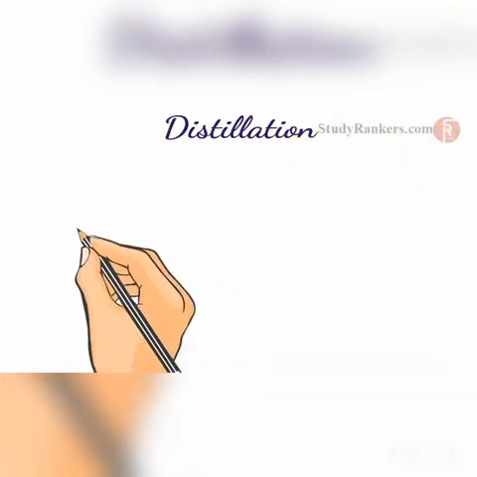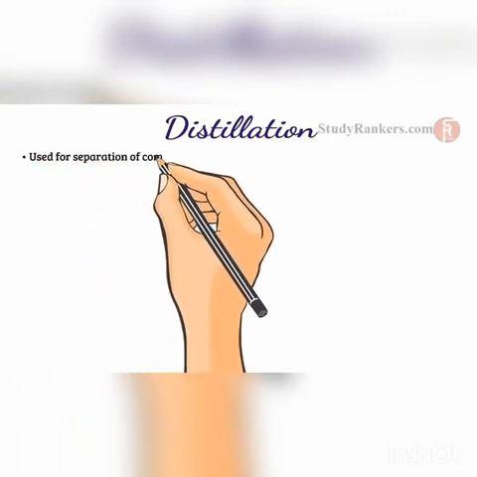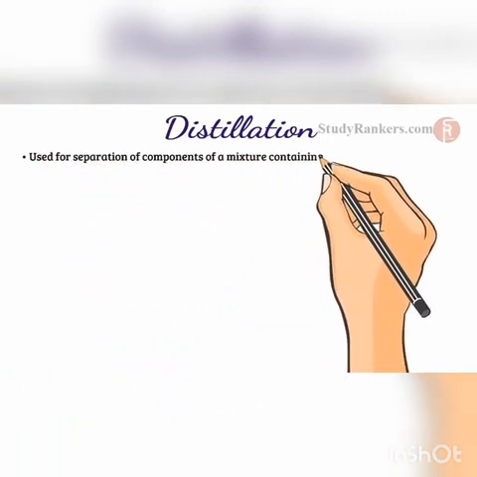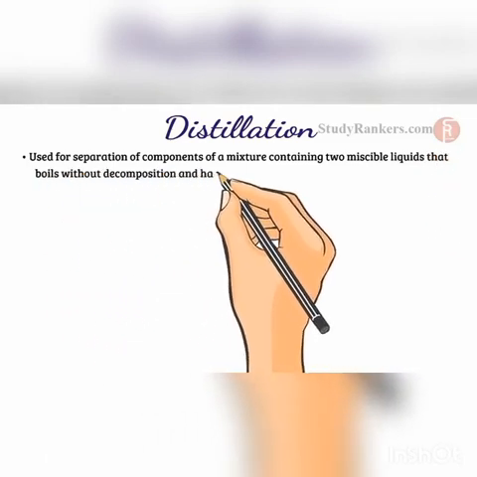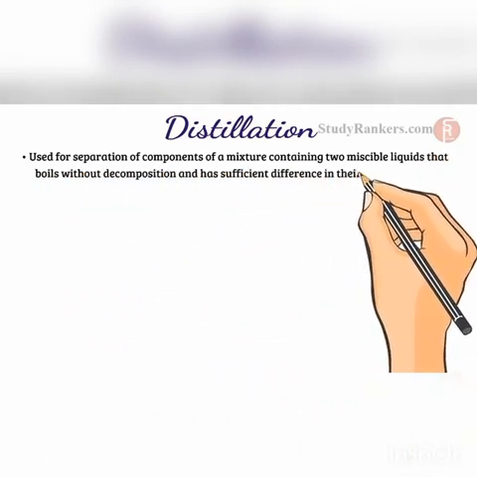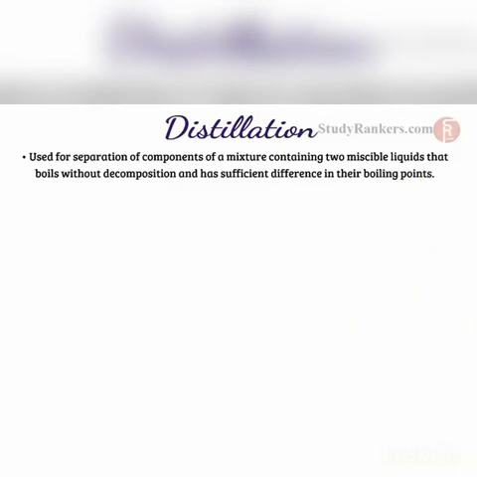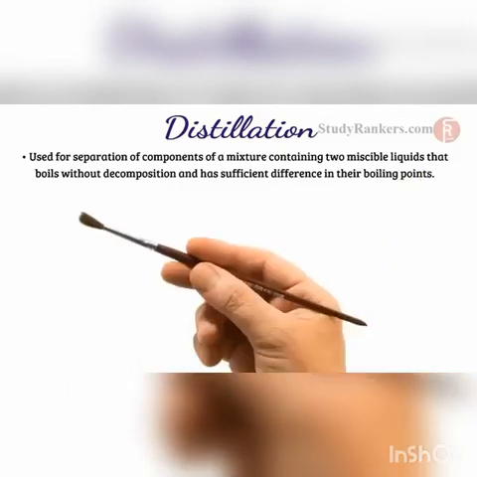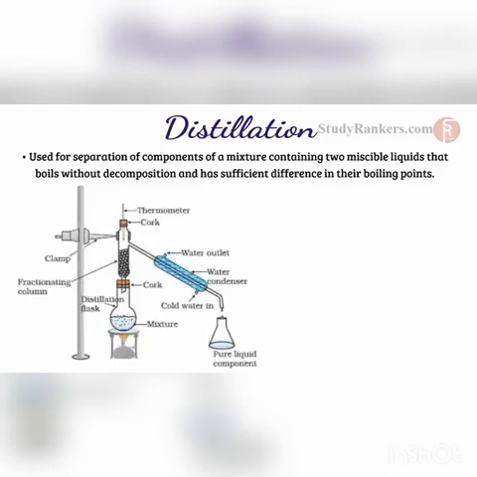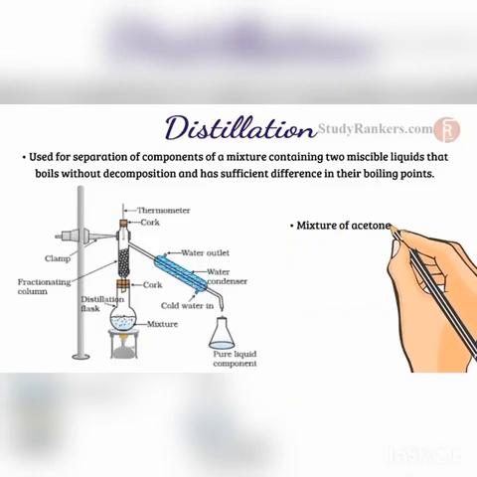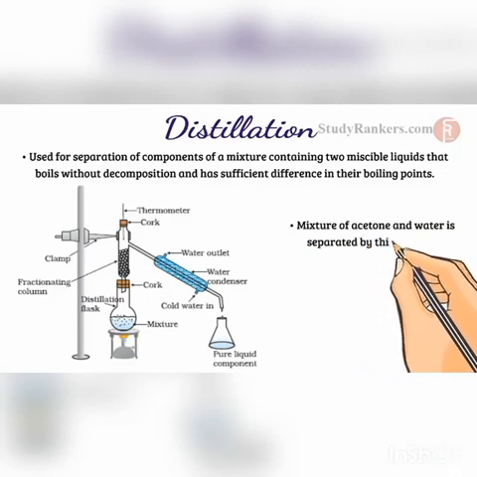Now we are going to study distillation. It is used for the separation of components of a mixture containing two miscible liquids that boil without decomposition and have sufficient difference in their boiling points. A mixture of acetone and water is separated by this method.